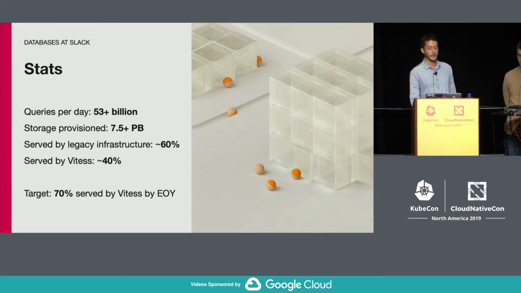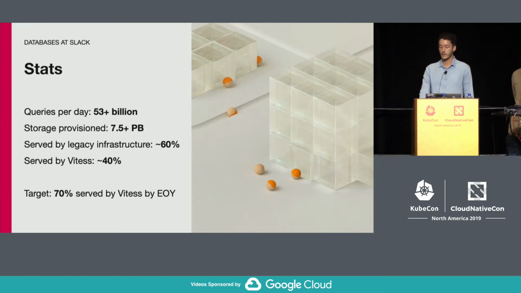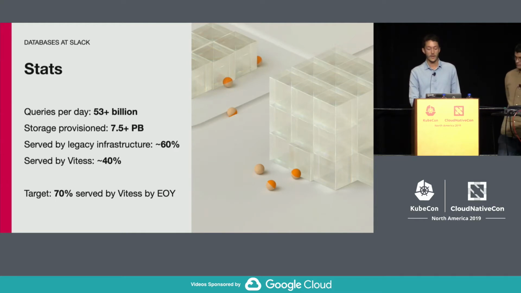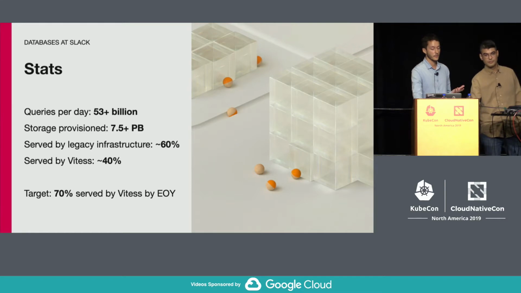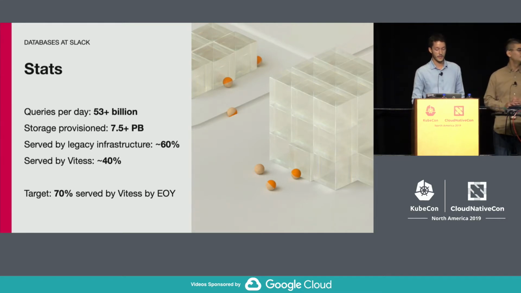Here you can see a few of the statistics of our database tier that can give you a better overview of the scale that we are operating at today. Today, we serve over 50 billion queries, with this data flowing from thousands of terabytes stored on thousands of database servers. And currently, we serve roughly 40% of those QPS with this new architecture, but we are targeting to reach 70% by the end of the year. At peak, we are serving several millions of queries per second.